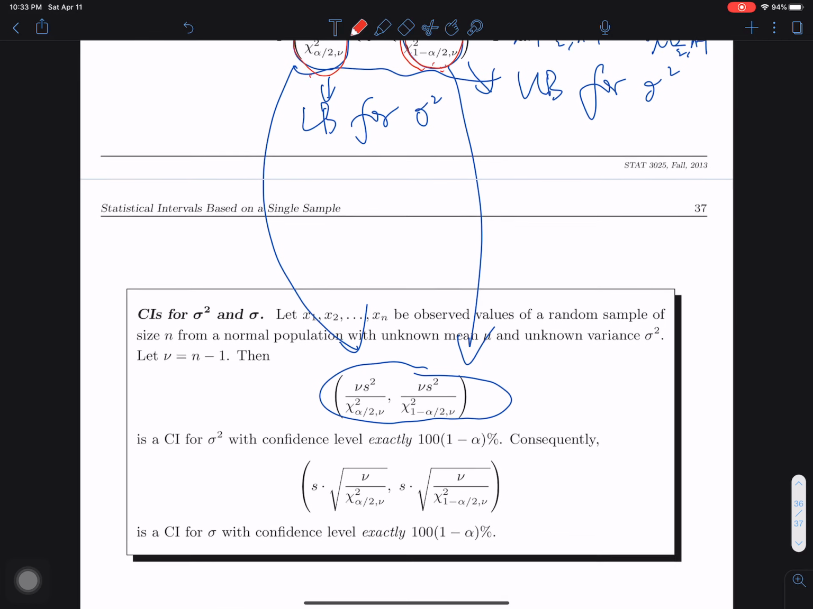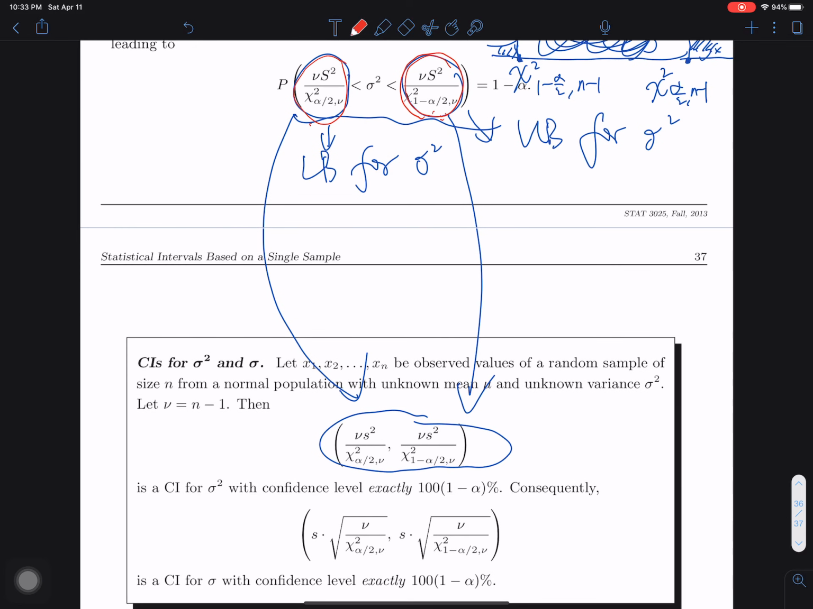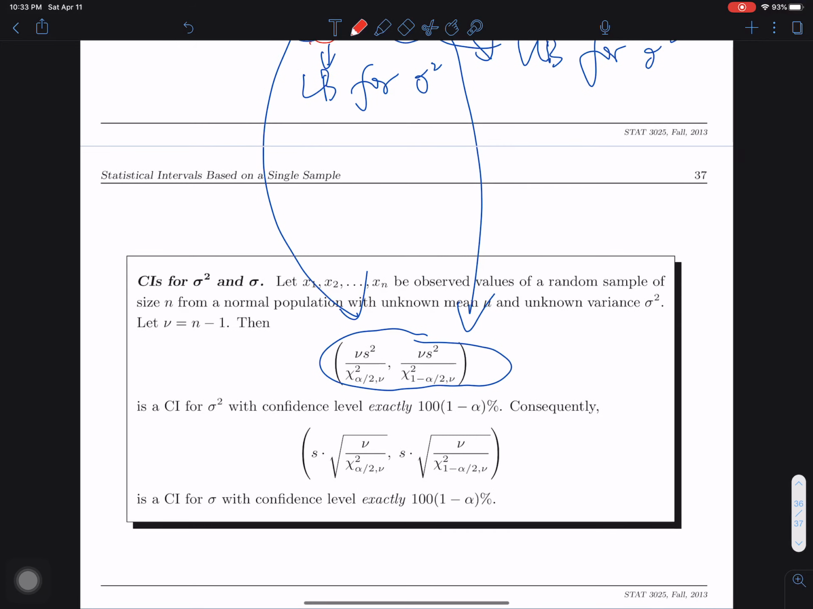It is obvious that this S squared can be obtained from our data, which is the sample variance. Because this is a confidence interval for sigma squared, if we take the square root of the lower bound and upper bound, this is a confidence interval for sigma.